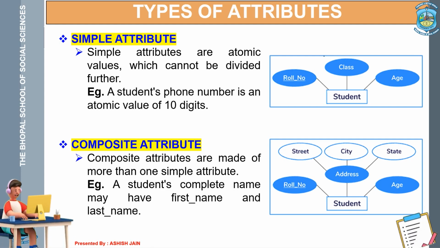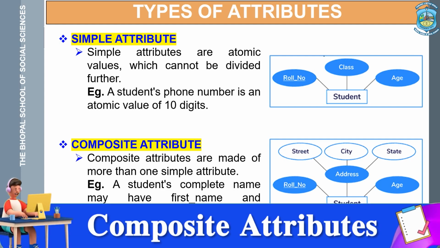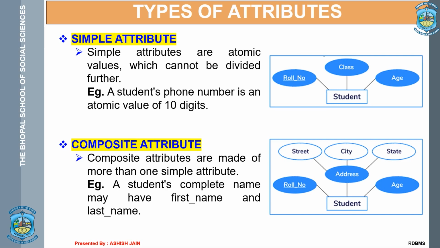Then we have composite attribute. Composite attributes are a combination of different attribute values into one. For example, a student name can be generated using first name, middle name and last name. Similarly, in this example we have the address, which is a combination of street, city as well as the state. So, the attribute whose value can be formed by combining the values of different attributes is called a composite attribute.